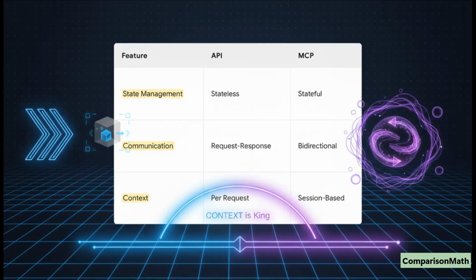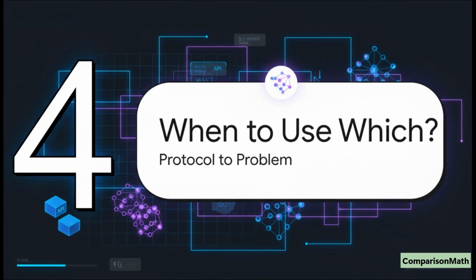And this chart really just boils it all down, doesn't it? We are shifting from these stateless, one-way commands to stateful, two-way conversations. In the world of AI agents, context isn't just important, it is absolutely everything. So, with these huge differences in mind, here comes the million-dollar question for any developer. How in the world do you choose the right tool for the job?